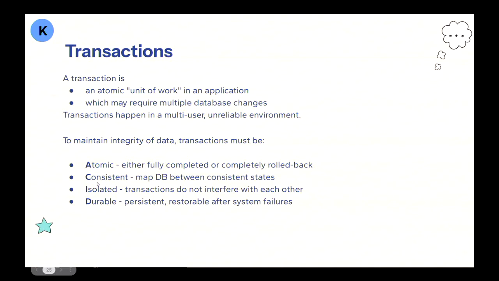The second one is consistent. So a transaction must be consistent. So if the state of the entire DB is consistent before the transaction is executed or committed, it should also be stable after the transaction has been applied. So this is consistent. It should also be isolated. So transactions should not interfere with each other. And the last one is it should be durable. It should be restorable after system failures. So these are the four characteristics that transactions must satisfy.